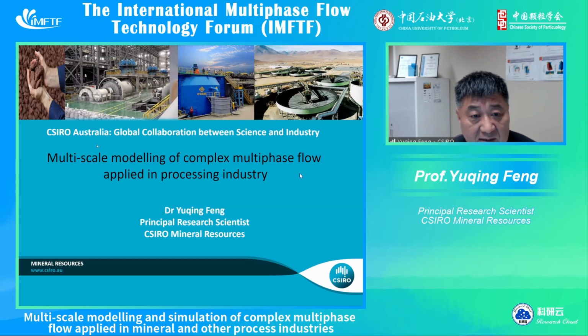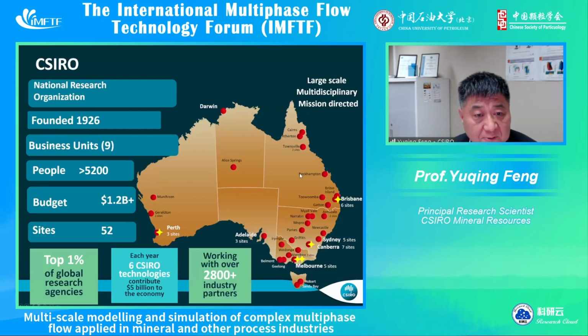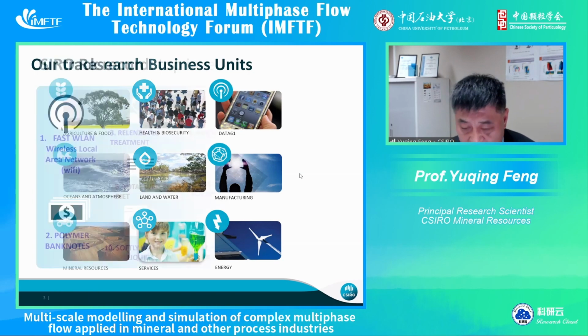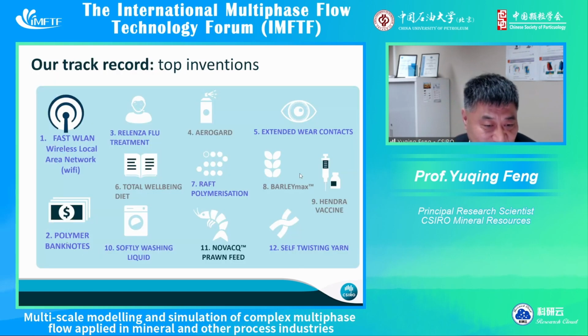We are working in CSIRO, the Commonwealth Scientific and Industrial Research Organisation. This is the history of almost 100 years, with over 50 sites. In minerals, the different organizations cover almost everything, similar to the Chinese Academy of Sciences. This is the globally used Wi-Fi, actually a technology from CSIRO, and also the polymer banknote, the money here, which over 30 countries use, invented by CSIRO. I'm not going into more detail.